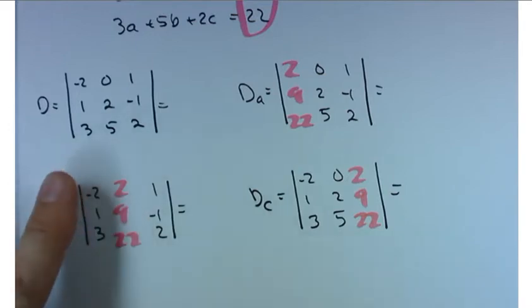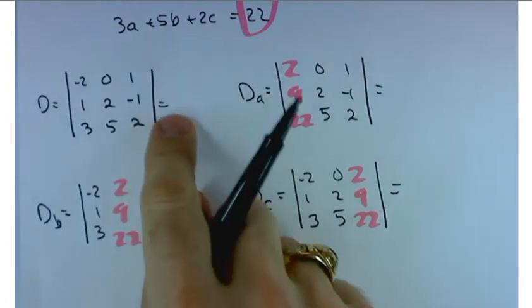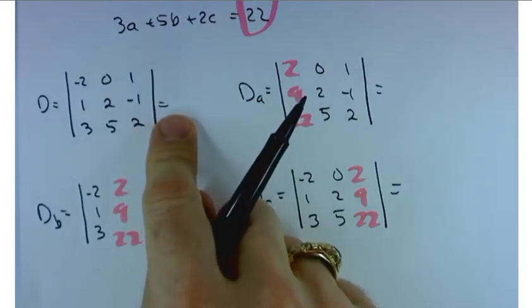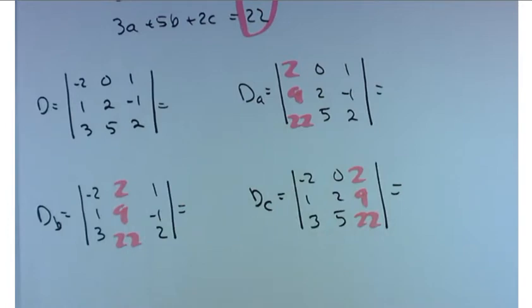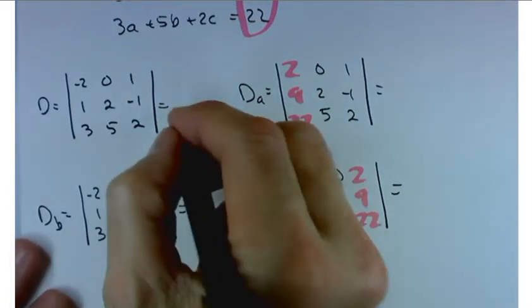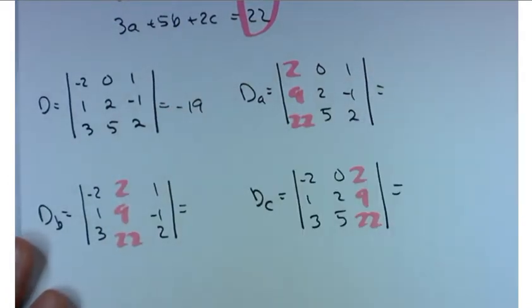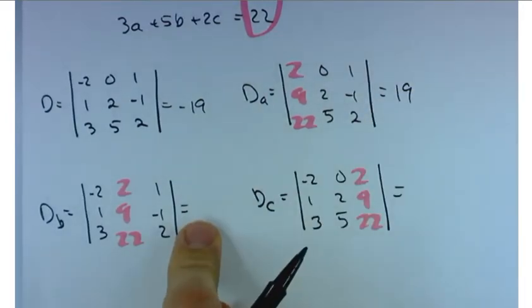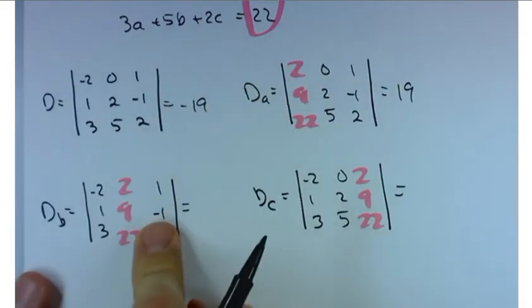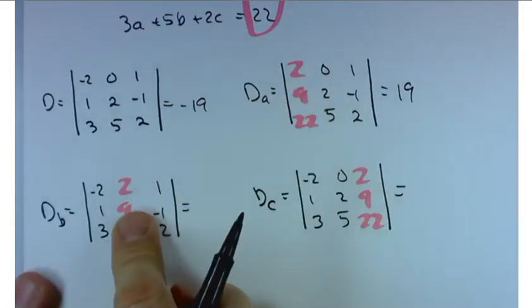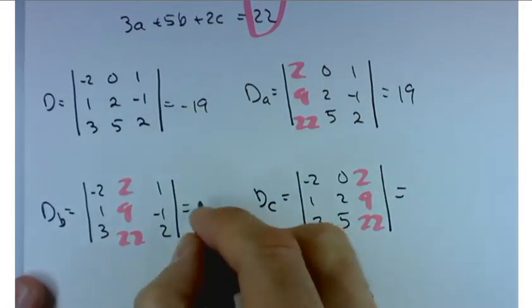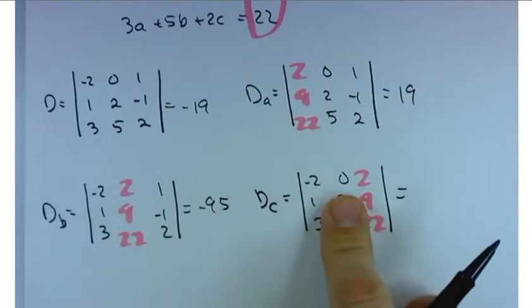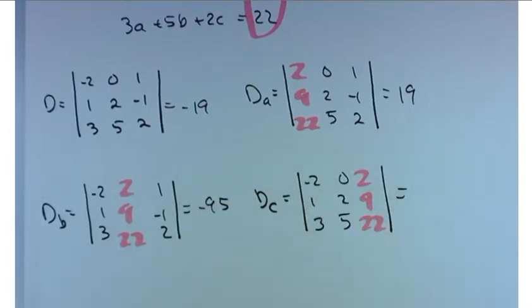Okay, so I need some answers here. What's D equal? Anyone? Yeah, -19. Good. How about D sub A? 19. Does anyone recognize this one? You just did it. In fact, we've done all three of these. The three examples we did for 3x3 determinants were each of these. -95. So that leaves us with one 3x3 determinant to calculate.